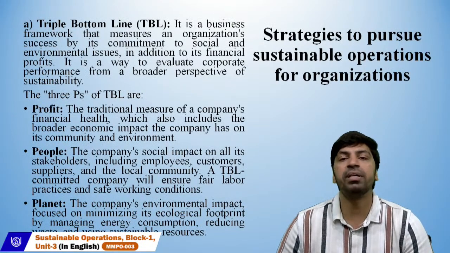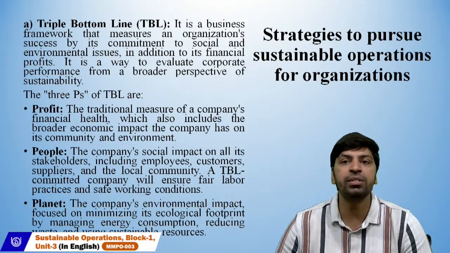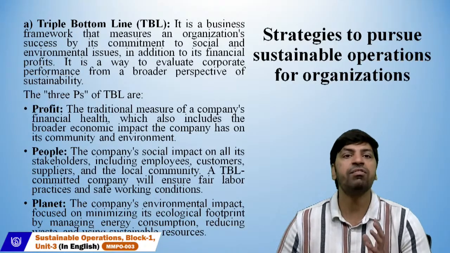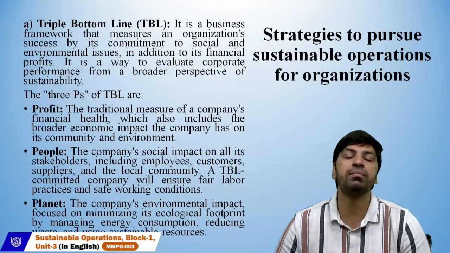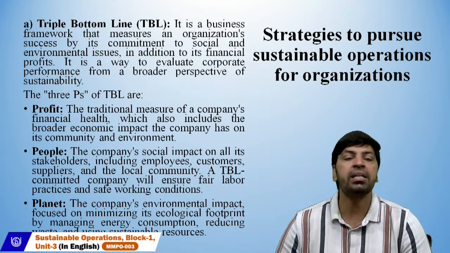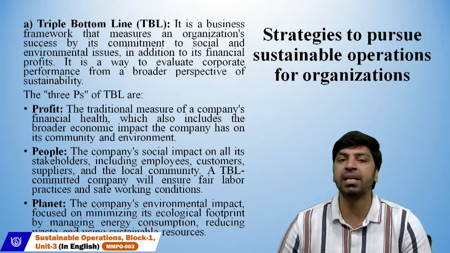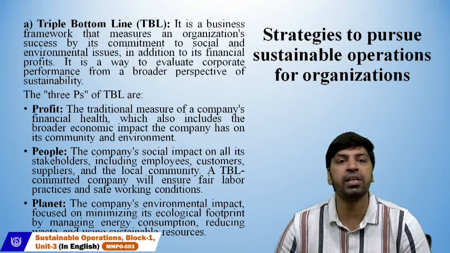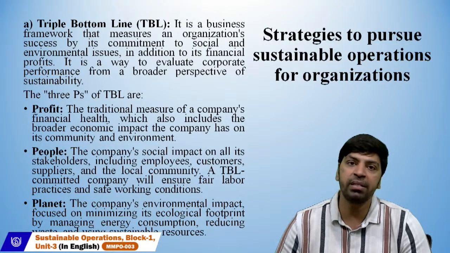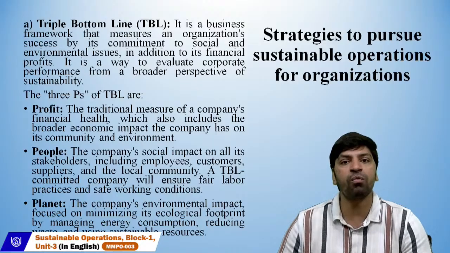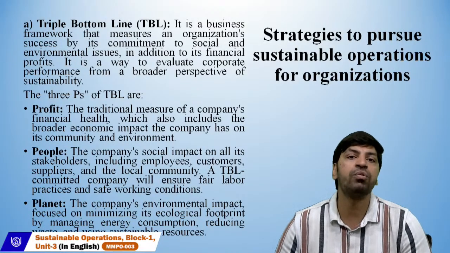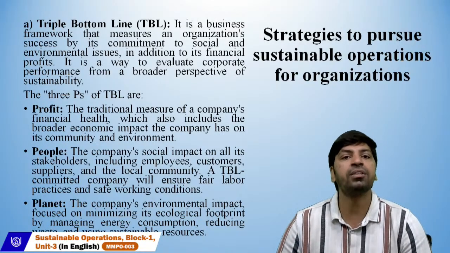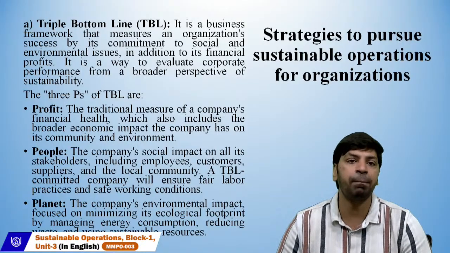Now we come to the next section, the strategies to pursue sustainable operations for an organization. The first strategy is the triple bottom line, we call it TBL. It is a business framework that measures organizational success by its commitment to social and environmental issues, and it can be a platform to evaluate corporate performance from a broader perspective. The 3 P's are profit, people and planet.